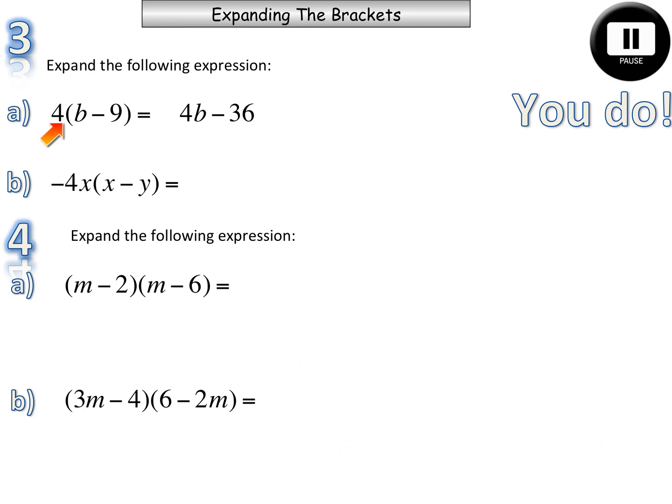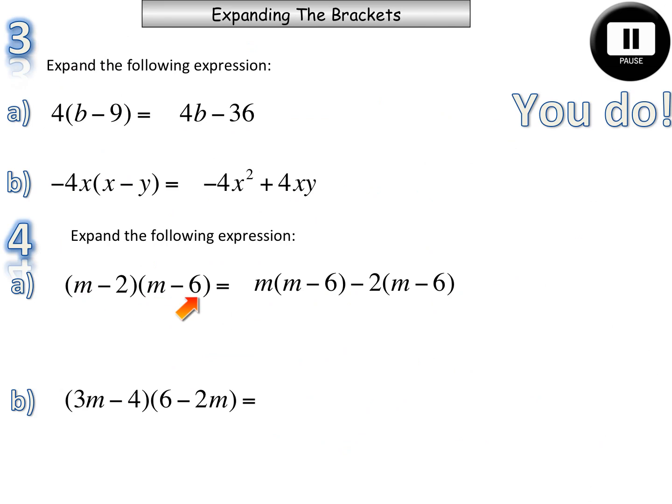So 4 times b is 4b, 4 times negative 9, negative 36. Negative 4x multiplied by x is negative 4x squared. Negative 4x times negative y, so double negative, is a positive 4xy.